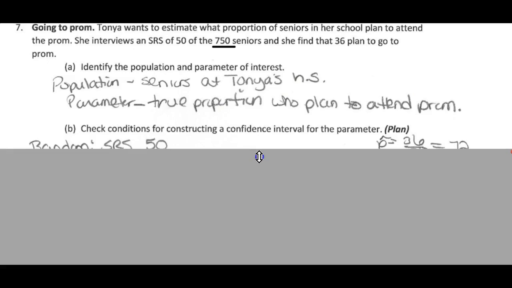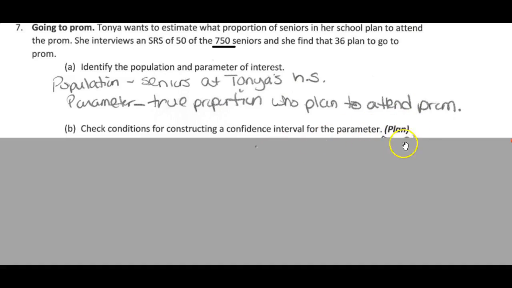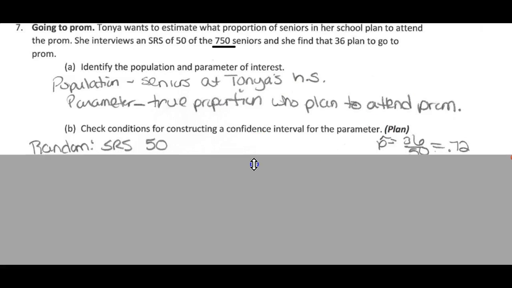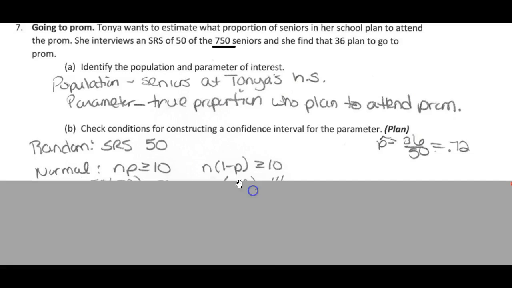So now we want to check the conditions for the confidence interval. So this is the plan piece. I put this in bold so you'd know. This is basically asking you to conduct the plan part of a 4-step process. So we have a simple random sample of 50. Normal, we're checking our conditions.